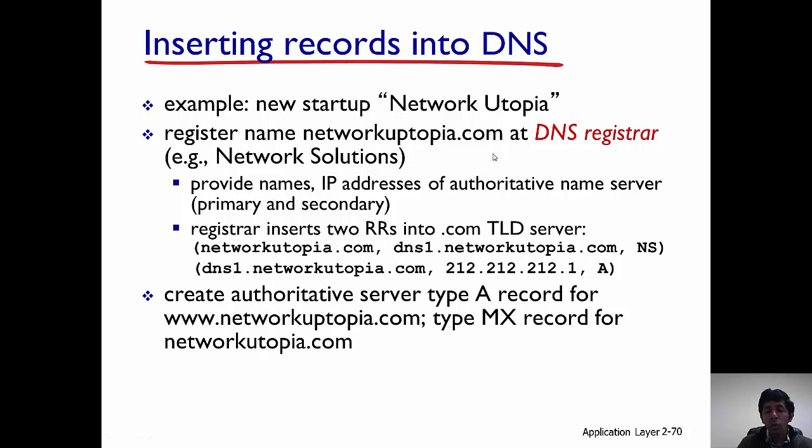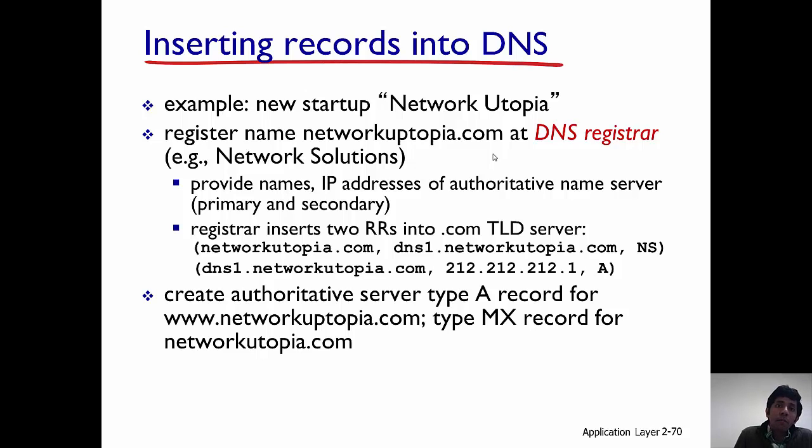So far we have understood how DNS works, and I would like to finish this topic by telling you how records are inserted into DNS. For example, you are starting a new company, a startup with a brilliant idea called Network Utopia. The first thing you want to do is create a website, and you want to call it networkutopia.com. First, you have to register your name at the DNS registrar. Say networkutopia.com is available, so you have to buy this domain name from a DNS registrar.